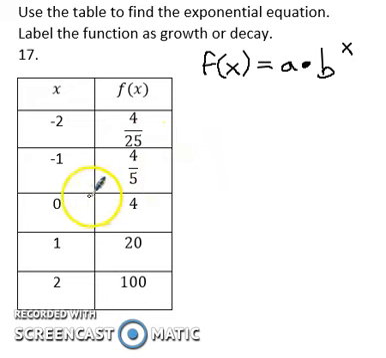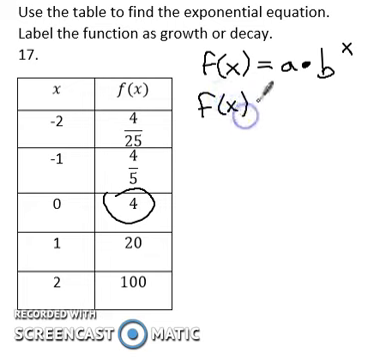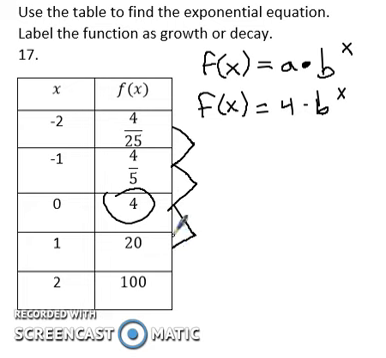So let's see here. The initial value is what our y value is when x is 0. So far we have f of x equals 4 times b to the x power. Now from here we want to figure out what are we going up by each time? What are we multiplying by each time? How do I get from 4 over 25 to 4 over 5? How do I get from 4 over 5 to 4? 4 to 20, 20 to 100.